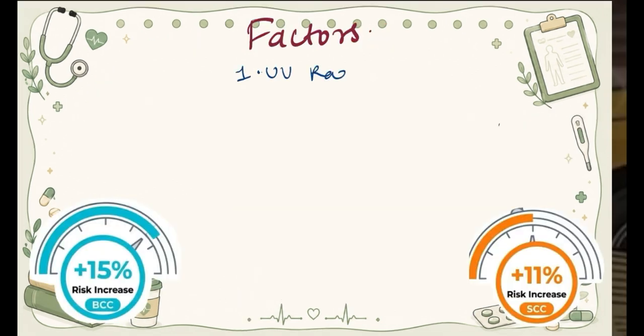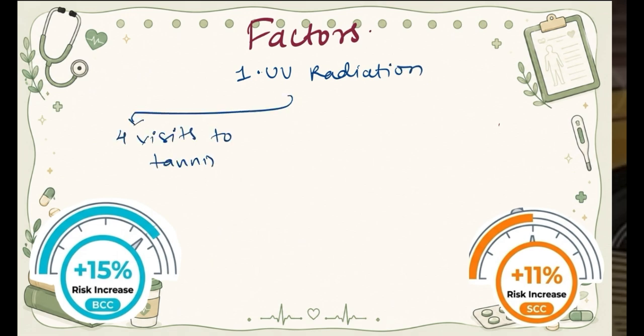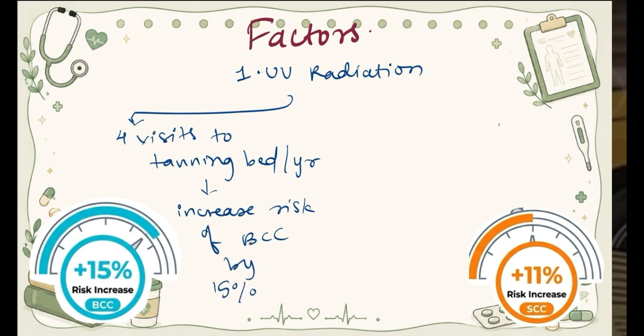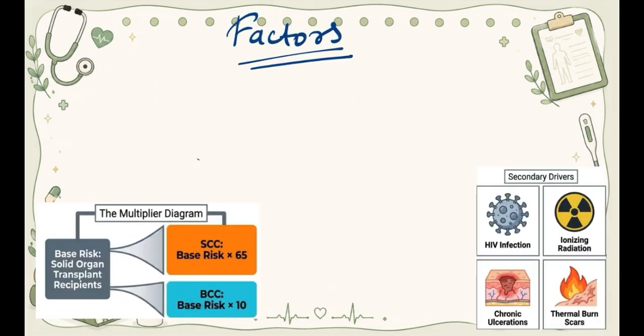So what causes these cells to become cancerous? Ultraviolet radiation is the most significant driving factor. The risk is incredibly direct. For example, just 4 visits to a tanning bed in a single year increases your risk of BCC by 15%. It increases your risk of SCC by 11%. But there's another major factor.